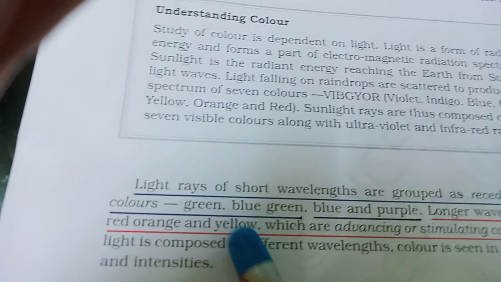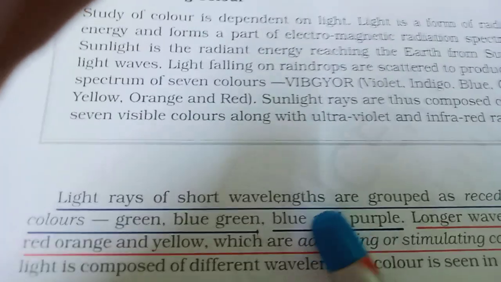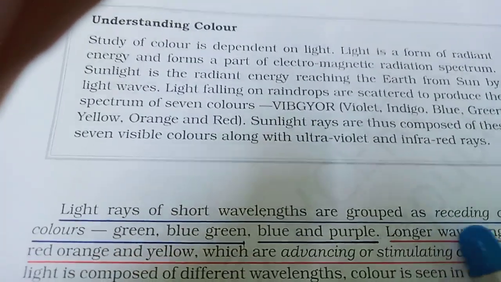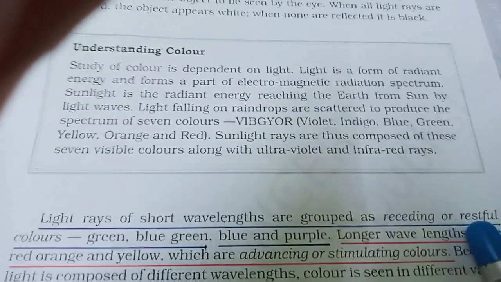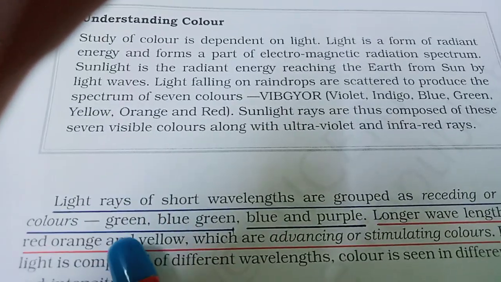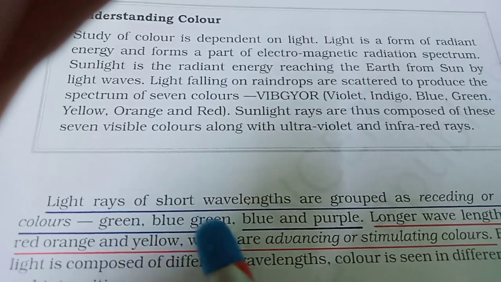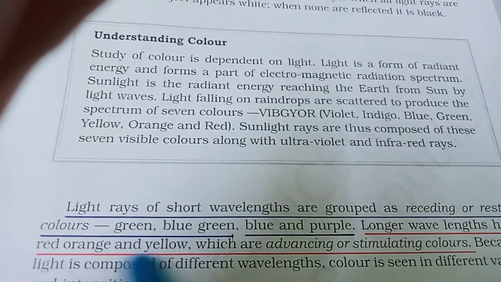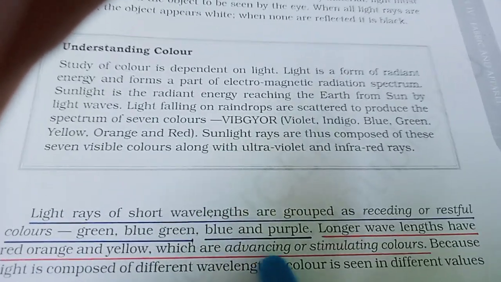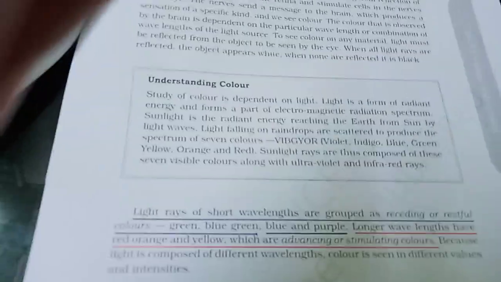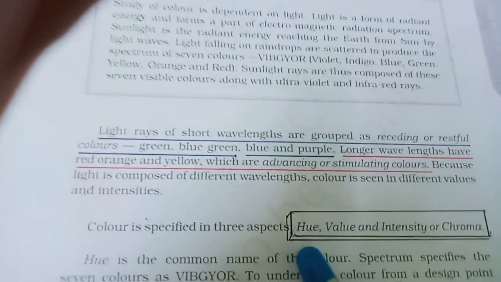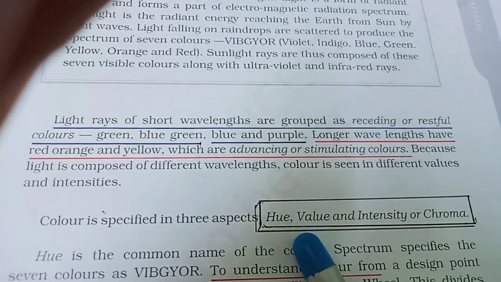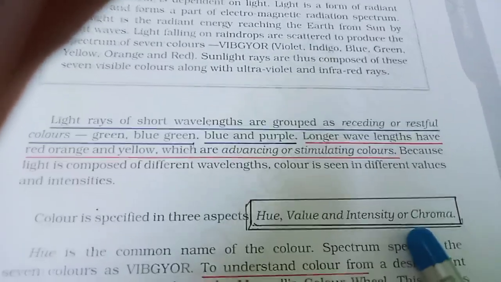So these light rays of short wavelength are grouped as receding or restful. So these short wavelengths are green, blue and purple. Now these longest wavelengths are red, orange, yellow, which are advancing and stimulating colors. Now color is specified in three aspects. So this is hue, second is value or intensity, and chroma.